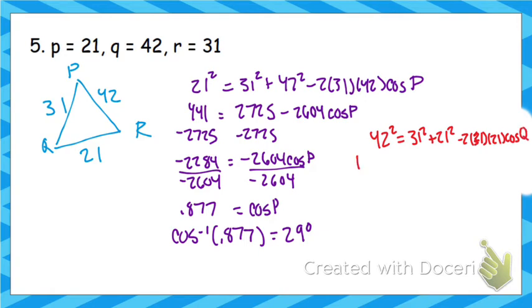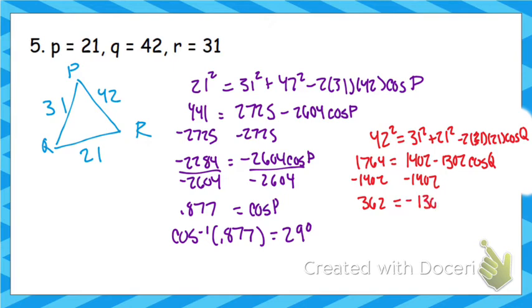All right, 42 squared is 1764. 31 squared plus 21 squared is 1402. 2 times 31 times 21 is 1302. Oops. We'll subtract 1402 from both sides. So 362 is equal to a negative. That negative is still there. Be careful not to lose it. That happens sometimes. Divide by negative 1302 on both sides.